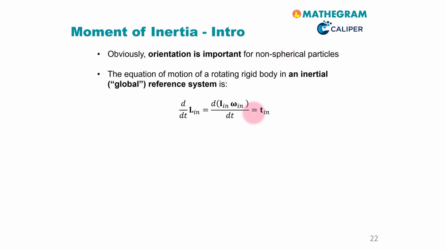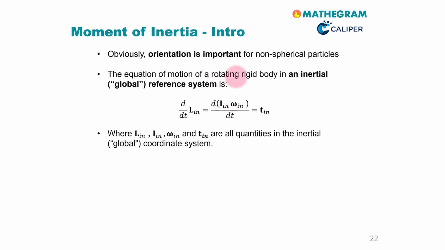The next challenge is that we need to attack this balance equation of the angular momentum. The issue is that this equation is defined in an inertial or global reference system. So this IN refers to inertial. In an inertial reference system, the moment of inertia tensor, this quantity here, is time dependent because it depends on the orientation of the particles.